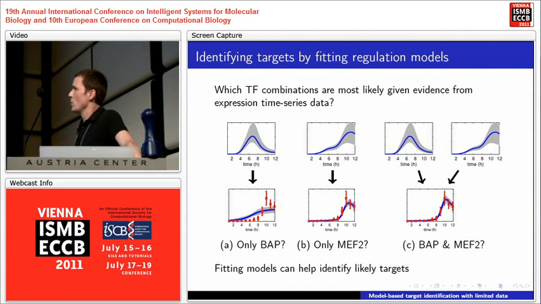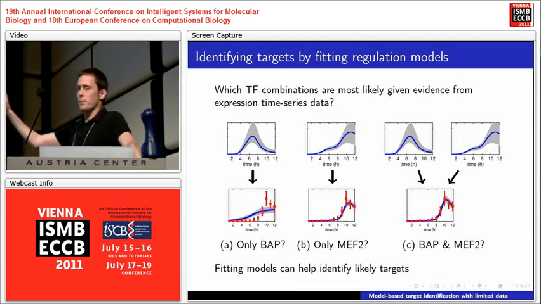So at the top here, we have inferred protein concentrations for some transcription factors. And during the talk, I'll explain how we infer those curves. And at the bottom, we have some data. And it looks like, for instance, this transcription factor BAP can't really explain the data very well. Regulation by MEF2 explains it reasonably well. BAP and MEF2 together explain it better, but is it statistically significant that that's better given it's a more complex model? So maybe we have to do some kind of Bayesian approach to control for complexity.